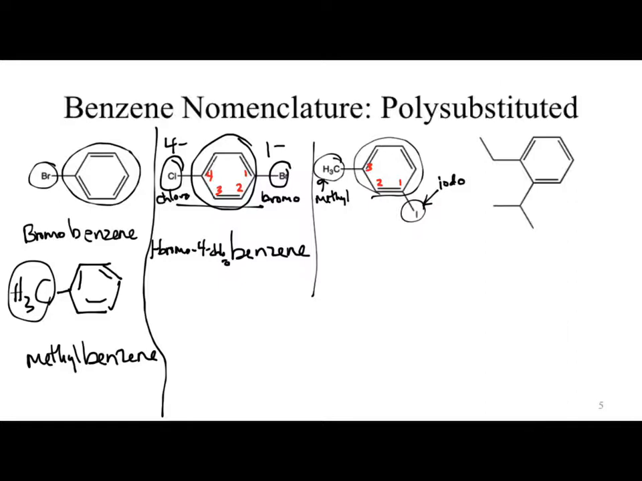Could we call it something else? What else could we call it? What is that piece? We have toluene. So now the methyl is by definition carbon number 1, which means our iodo is at position 3. So we'd get 3-iodotoluene.